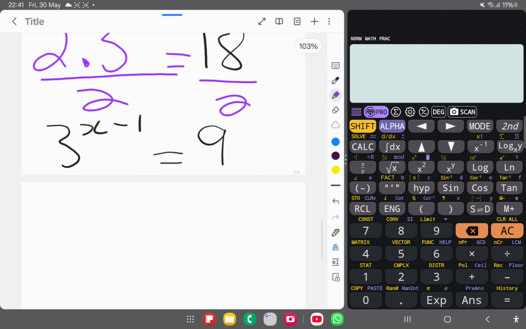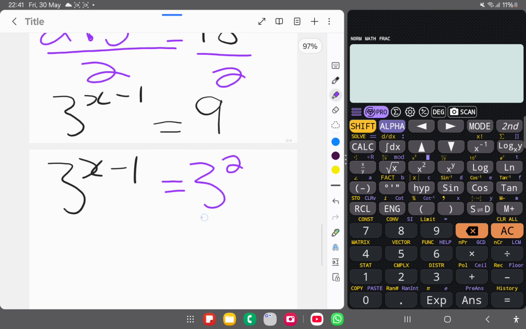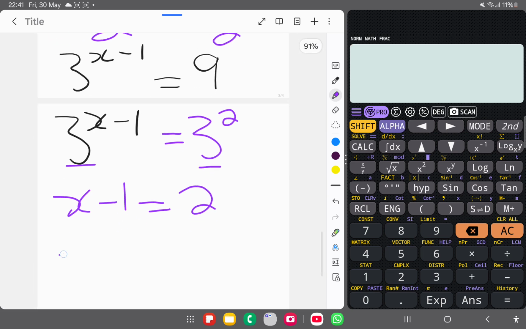Now we need to change 9 into base 3, which will be 3 to the power of 2, since 3 times 3 is 9. So we've got 3 to the power of x minus 1 equals 3 to the power of 2. Now because we have the same bases, we equate the exponents, so x minus 1 equals 2. So x will be equal to 3. And then from here you're done.